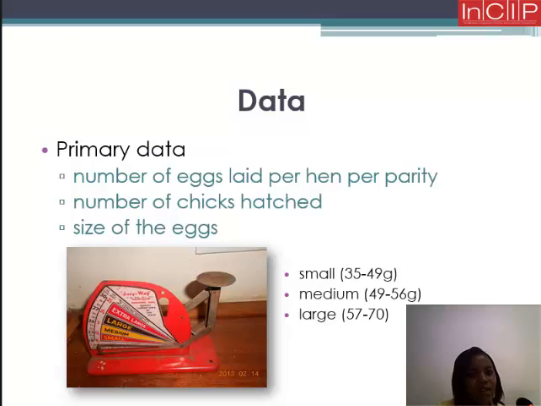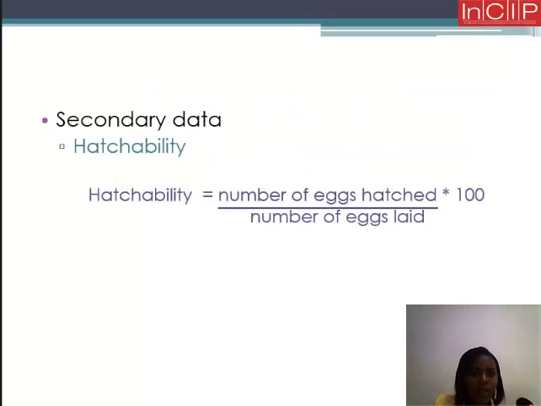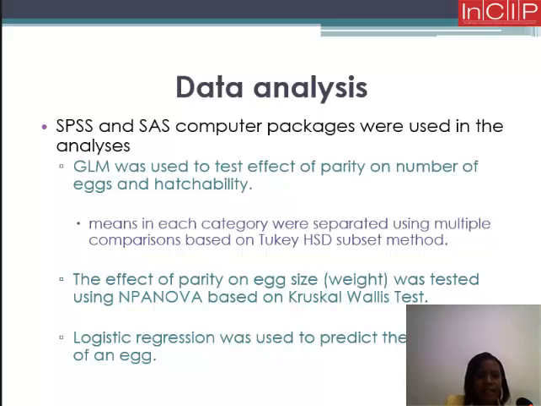The primary data collected included the number of eggs laid per hen per parity, which we collected by simply counting, and the number of chicks hatched. And the size of the eggs was collected using the GFY scale, which measures the eggs on a scale of small to extra large. The secondary data, in this case hatchability, was calculated using that formula, and the data in the end was analyzed using SPSS and SAS.